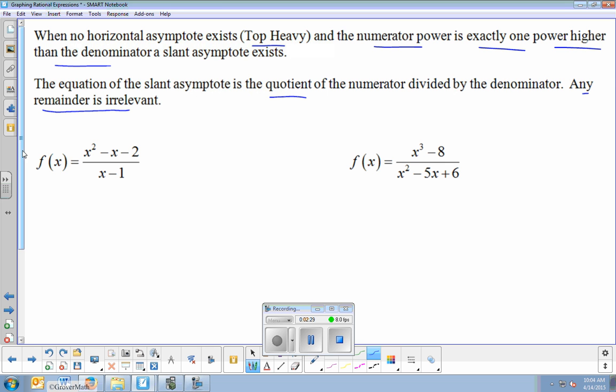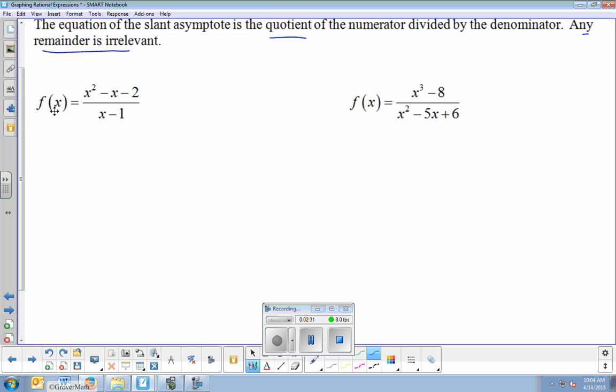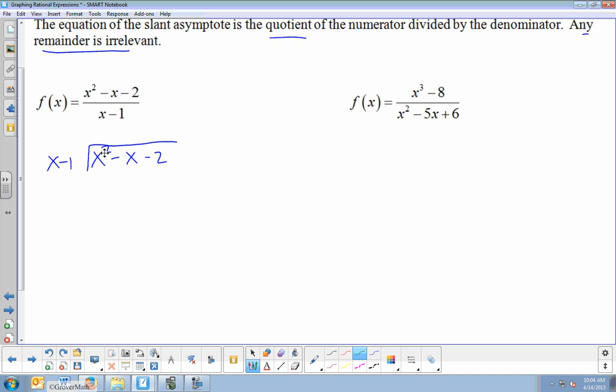So here comes long division again. What we do is we recognize it's top heavy by exactly 1, right? This is 2, and so it's larger than 1, and it's exactly 1 larger. So now we're going to do long division. So x squared minus x minus 2 is being divided by x minus 1. And if you remember your long division, this will be easy. x squared divided by x is x. Distribute it to x minus 1 gives you x squared minus x.